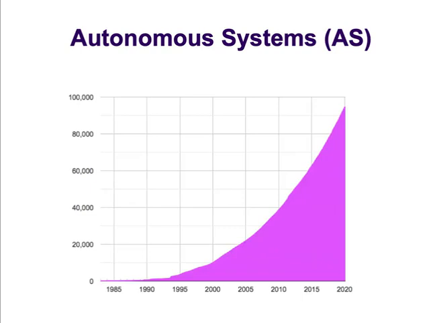Just if you're curious, how many ASs do we have on the internet? This is going up to 2020. I believe this number is close to 100,000 now. So that kind of tells you the scale of the AS graph.